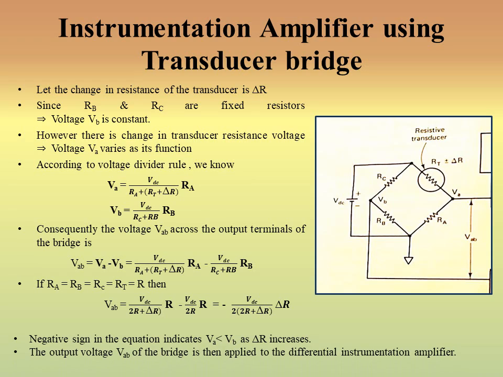Here, as you can see, VAB has a negative sign. This indicates that VA is less than VB as delta R increases, and this VAB is applied to the differential instrumentation amplifier. Now what happens then?